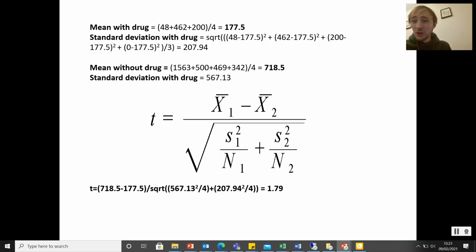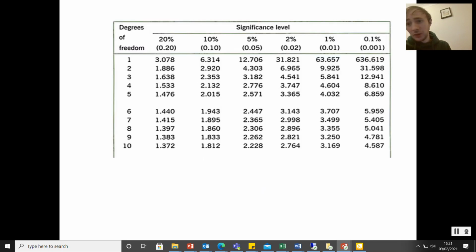Now, let's have a look at our table. I've already told you what the answer is going to be, but let's have a look to guarantee it for ourselves. We're at our 5% significance level. What was our degrees of freedom? Well, 4 add 4 minus 2 is 6. I hope you got 6. So we can go 5% here, and there it's 6. 2.447 is the critical value. That's the number I have to be higher than. The value I got was 1.79.